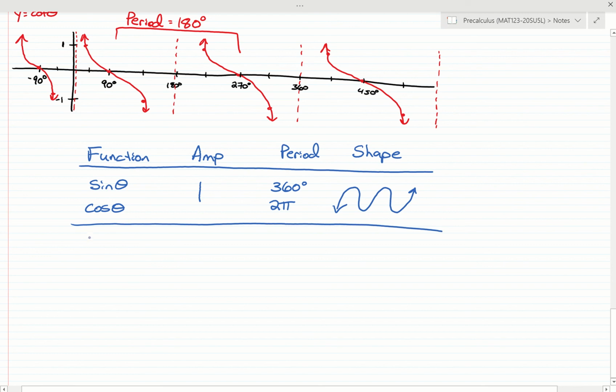Now let's talk about cosecant and secant. They don't have an amplitude because they're not a wave. Their period was also 360 degrees, or 2 pi, and their shape were alternating parabolas.